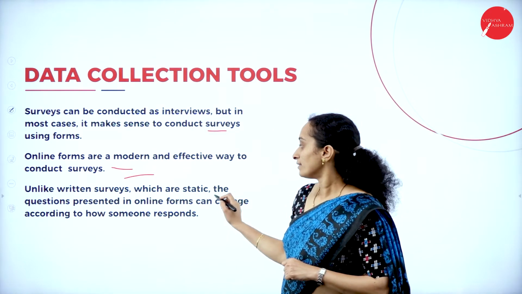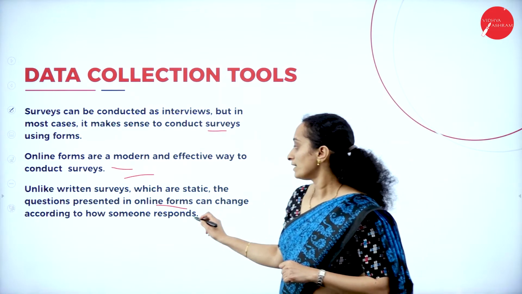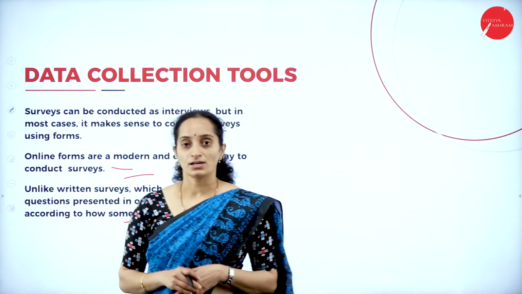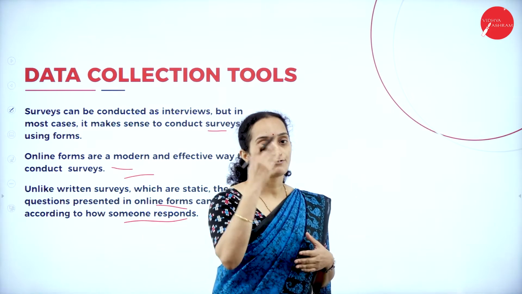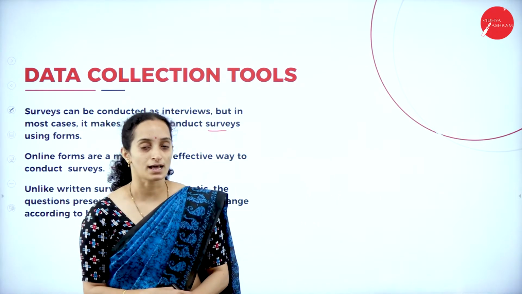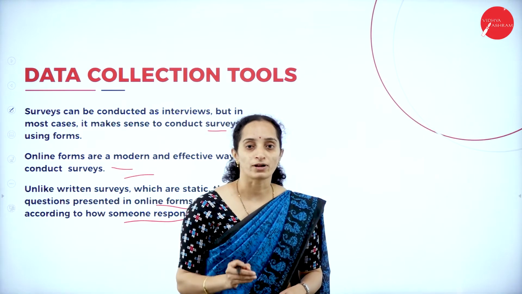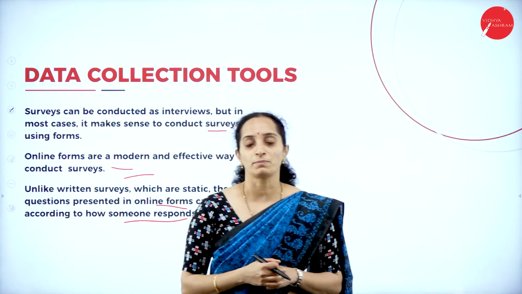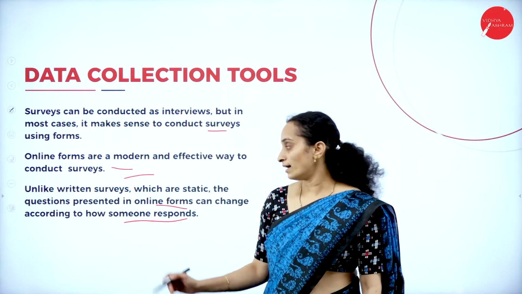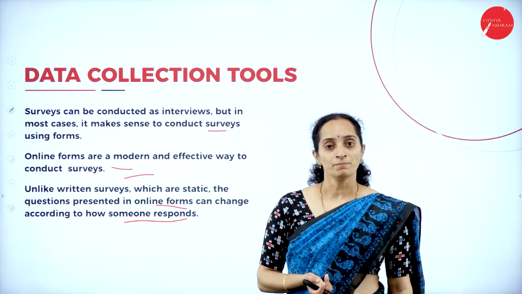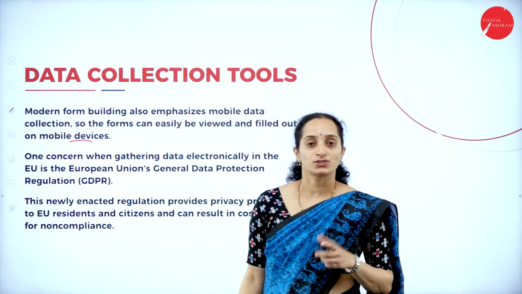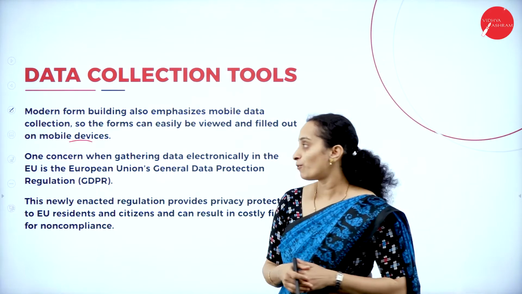Unlike written surveys, the questions presented in online forms can change according to how someone responds. The questions may change according to how they answer. If you have a survey about housewives, students and employees in a house, if you tick employee, the questions for an employee may be different. The questions for a housewife may be different. Questions for a student may be different. You may get different questions based on the response of the respondent. Modern collection can also be done over mobile devices. You can make the surveys on the mobile itself, isn't it?